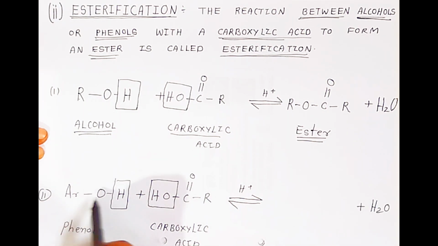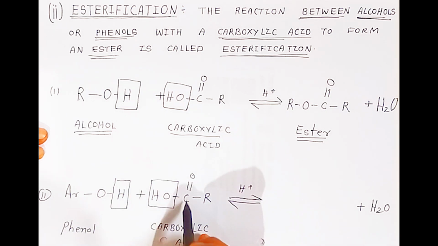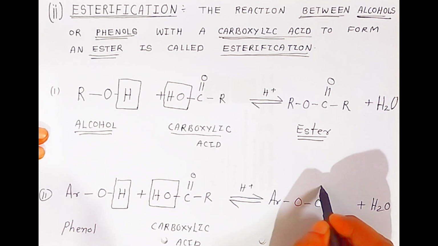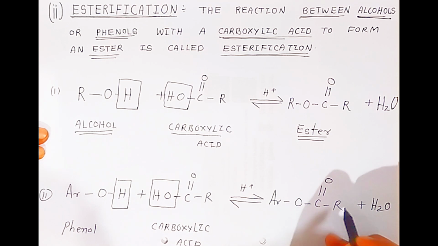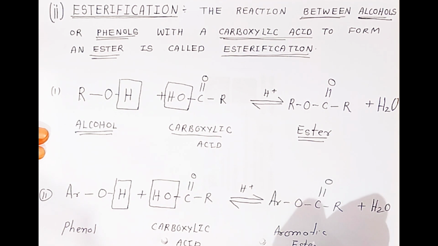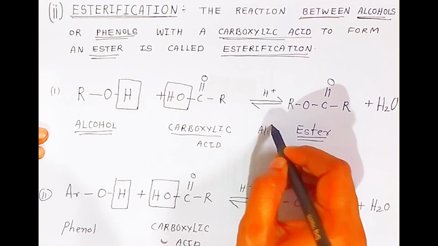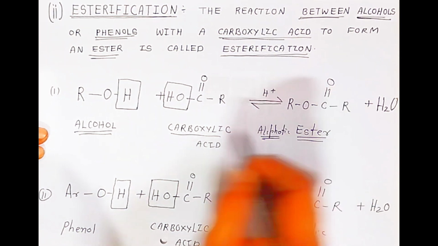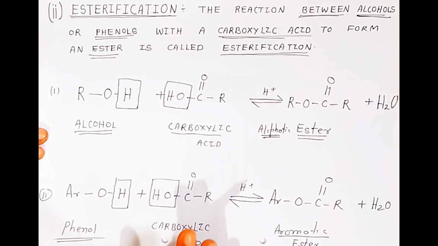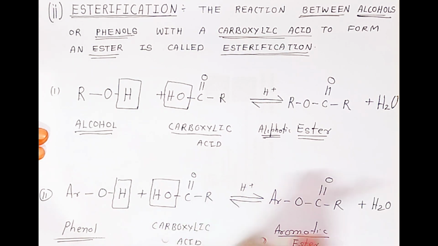Here phenoxide, ArO, is nothing but phenoxide, and it now combines with the carbonyl of the carboxylic group, like this. So this will form aromatic ester. Students, if you want to prepare aliphatic ester, you have to take the alcohol. If you want to prepare aromatic ester, you have to take the phenol. Mind well, this is very important from the examination point of view.